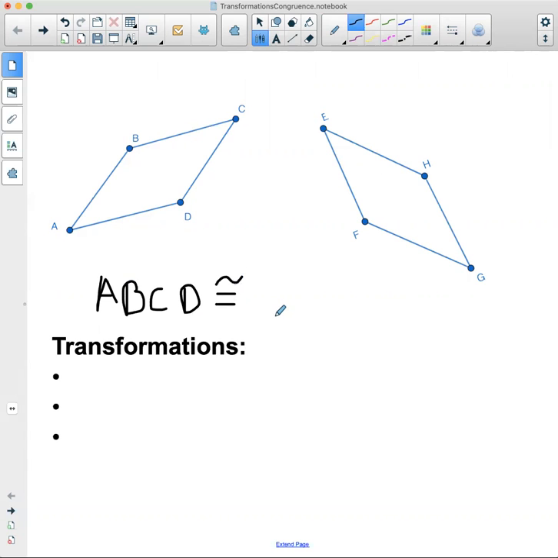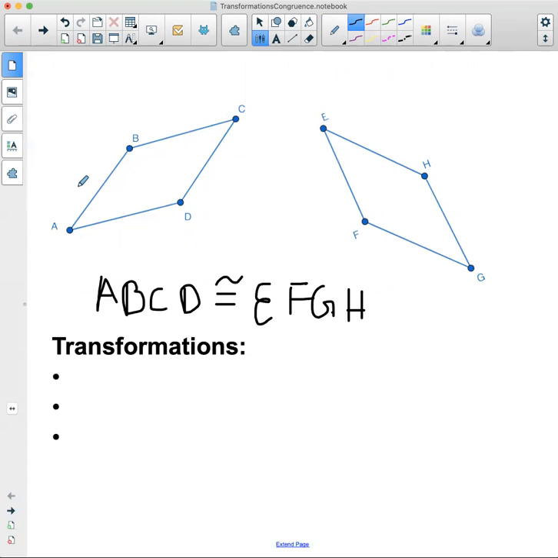and we have to be careful with how we label it here. So I'm going to define it like this: EFGH. So first, notice how A has to go with E. B will have to go with F. C will have to go with G, and D will have to go with H.